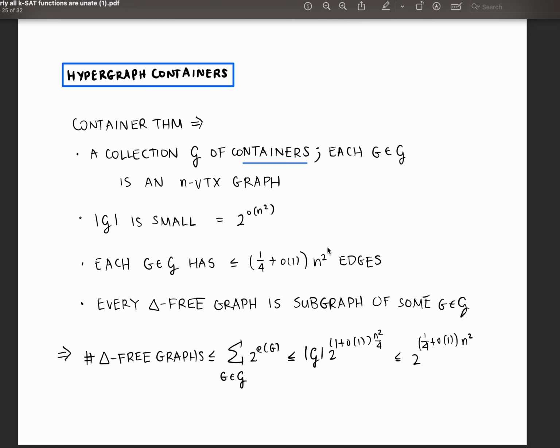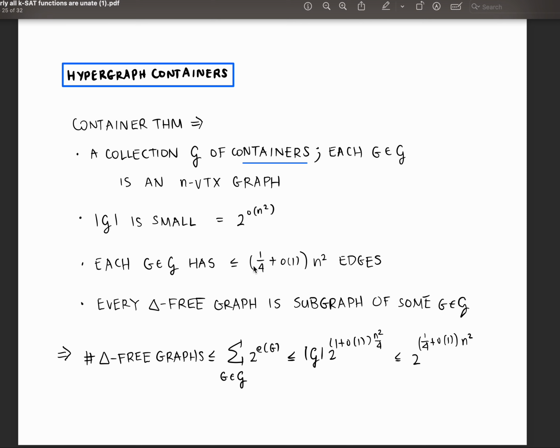And what this means is it has a very small number of triangles by our supersaturation result. The second thing is that the number of containers we get is relatively small, right? And by that I mean we have 2 to the little o of n squared number of containers.